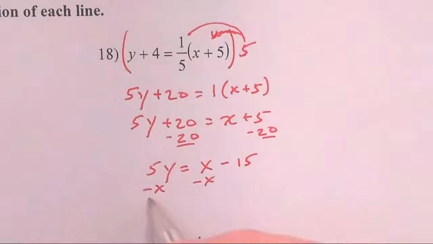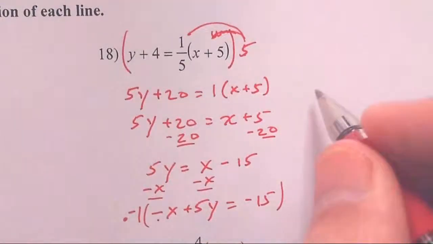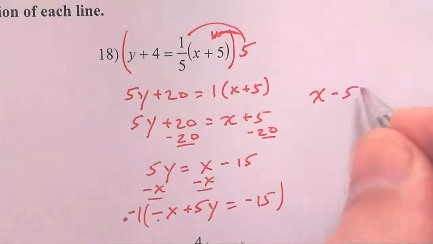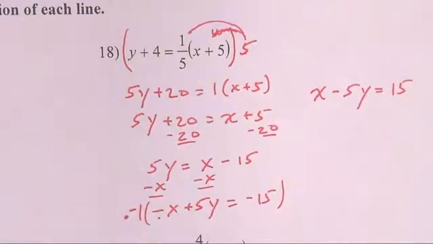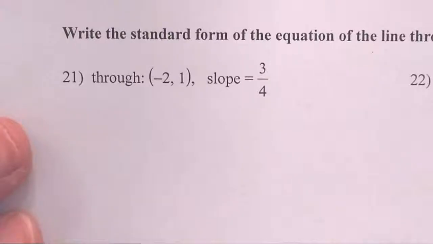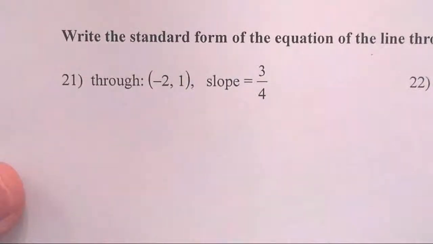Group my x's and y's, subtract x. A negative x comes over, joins a positive 5y, leaves behind a negative 15. And at that point, I'm almost home, but I have to get rid of the negative in front of the x, times negative 1, both sides, and I get positive x minus 5y equals positive 15. So just a whole lot of manipulation. Everything's very, very similar.